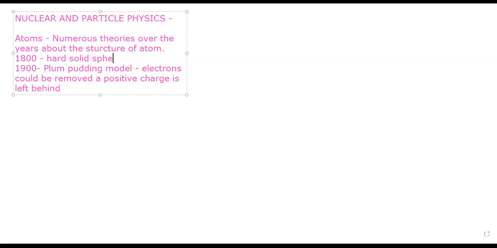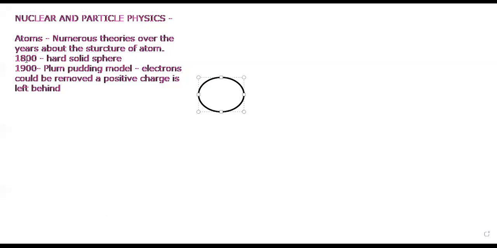Now, it was around the 1900s that another scientist discovered that the electrons could be removed. And when the electrons were removed, you would end up getting a positive charge. So he said, okay, that means an atom is a sea of positive and negative charges. That's what he said. Fine. Now, at that time, this theory matched all the evidence, whatever evidence they had. This theory made sense according to that evidence.